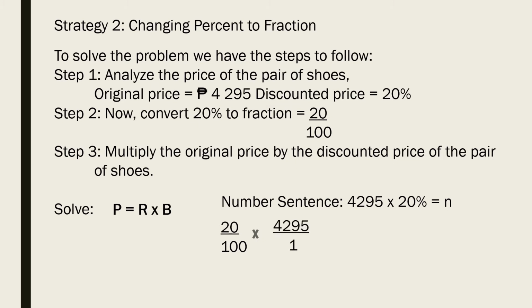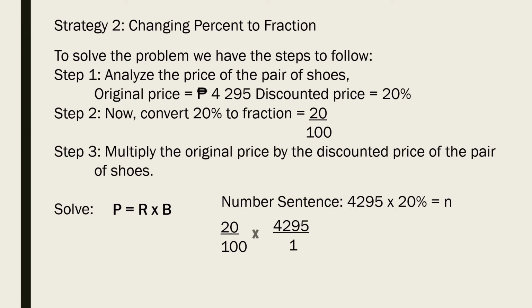Then, let us multiply our base. Since our base is a whole number, from what we studied before, in multiplying fractions by a whole number, we have to rename the whole number into a fraction. So, how do we make it a fraction? By putting 1 as the denominator of our whole number. So, our given there is 4,295 over 1.